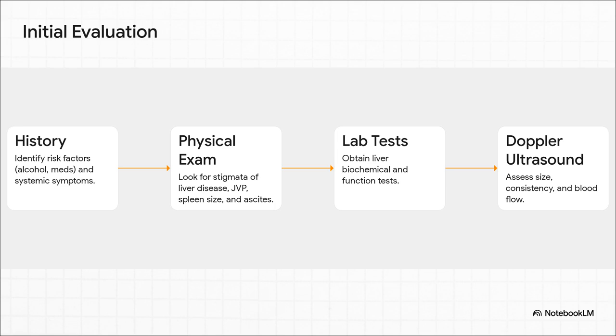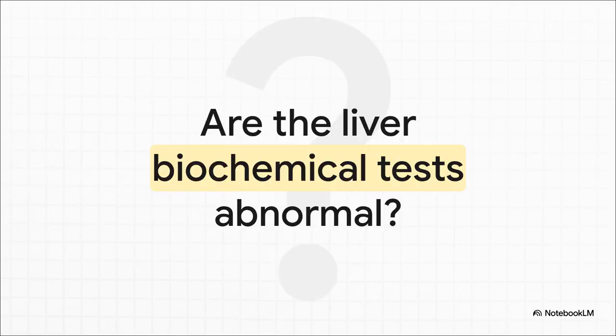Then a really focused exam, looking for things like spider nevi, ascites, or maybe an elevated JVP. Step 3 is your initial labs, your standard liver panel. And finally, a Doppler ultrasound is absolutely essential. It confirms the size, looks at the liver texture, and crucially, it assesses the blood flow going in and out. Okay, after that initial workup, everything, and I mean everything, hinges on this next question.